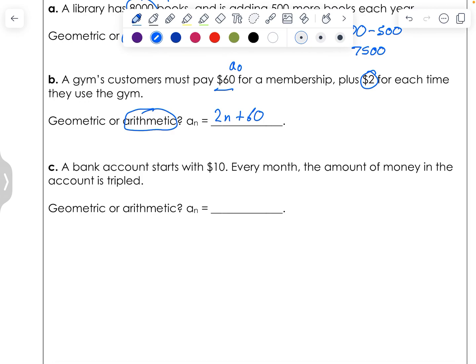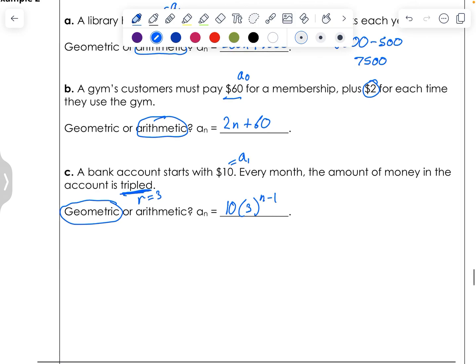The next one says a bank account starts with $10. Every month the amount of money in the account is tripled. The word tripled is going to be a rate because it's multiplication, and that's going to be R equals 3, which means we're doing geometric here. So this formula is going to be, our first month is $10, so that's our A sub 1. So it's 10 times 3 to the n minus 1 power.